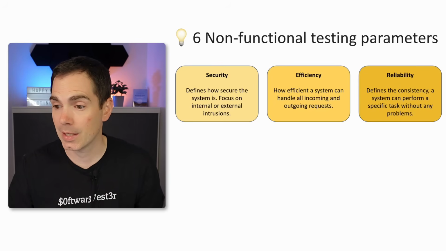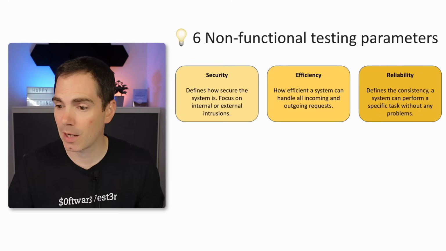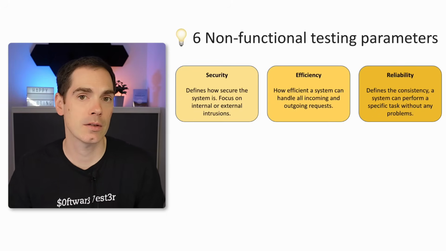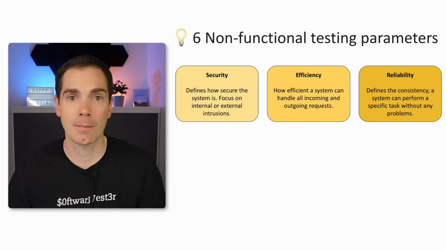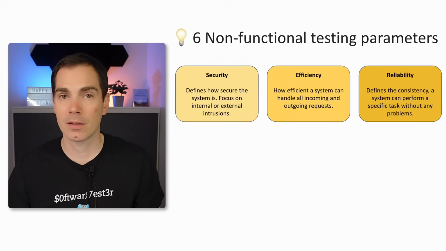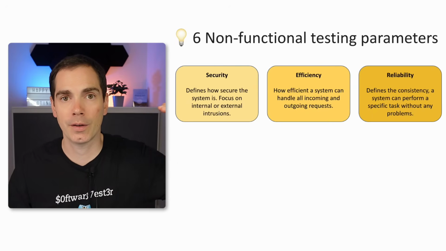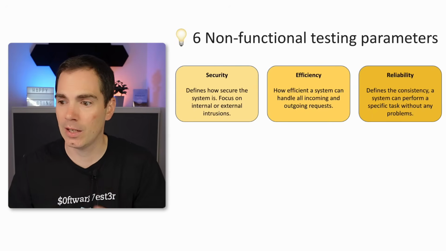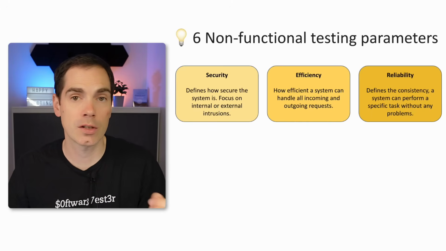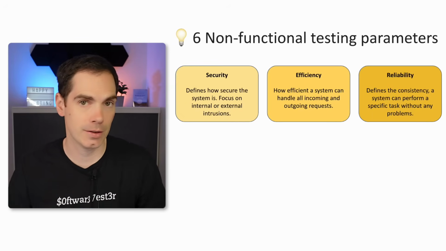The third parameter is reliability. It defines the consistency with which a system can perform a specific task without any problems. So how reliable is it? Do we have 99.9% uptime, or do we have some hiccups in specific time frames, maybe in the morning when we have a peak in usage and stuff like that? Or how reliable is the system in case we just switch off a server, for example, or we change some configurations, things like that. Yeah.